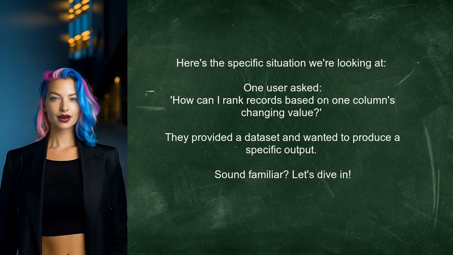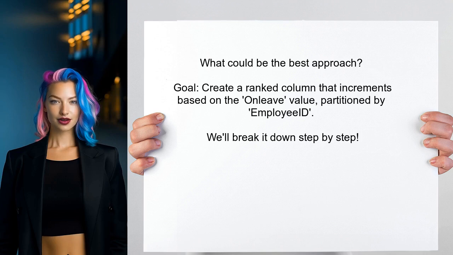Here's the specific situation we're looking at. One user recently asked, "How can I rank records based on one column's changing value?" They provided a data set and wanted to produce a specific output. Sound familiar? Let's dive into this together and find a solution. So what could be the best approach to tackle this?